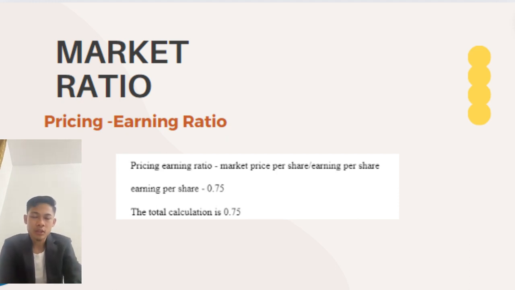So how to calculate the price earnings ratio is by including the market price per share and dividing it by earnings per share. So for the earnings per share in Jet Berhad, they have 0.75, and the total calculation that I get is 0.75. So that's all from me.